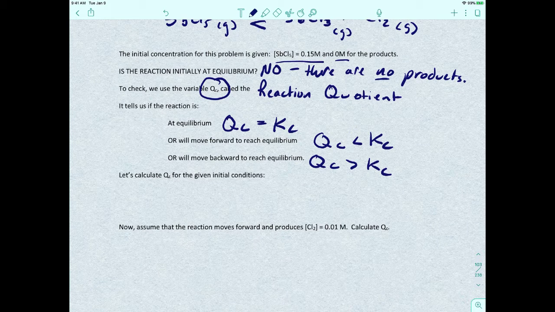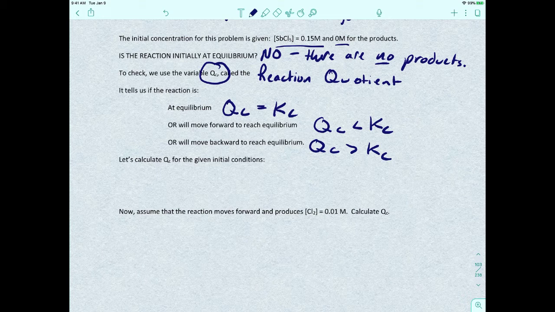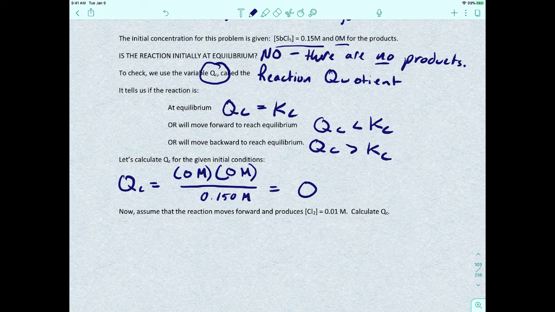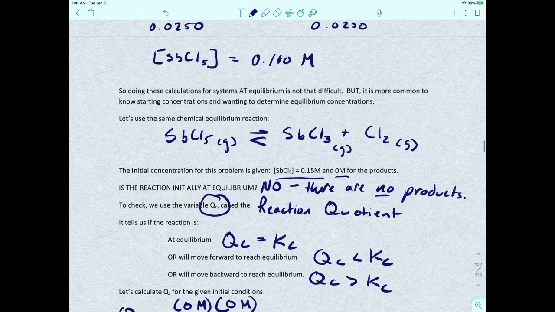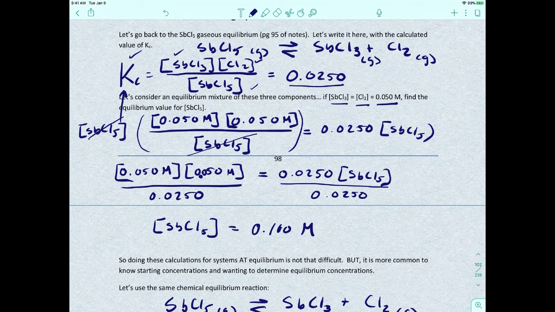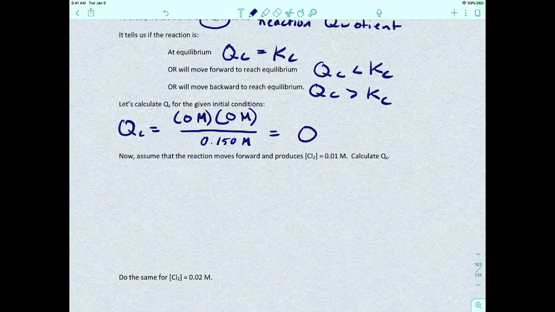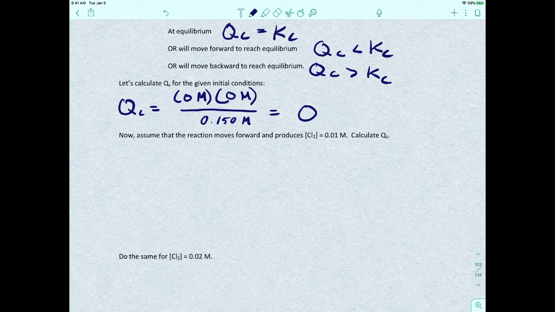To calculate Qc, we use the same setup as for the equilibrium constants. For the initial conditions, let's calculate Qc. Qc is equal to the concentration of SbCl3, which is 0 molar, times the concentration of Cl2, which is also 0 molar, divided by the concentration of SbCl5, which is 0.150 molar. 0 times 0 divided by 0.150 gives us 0. Since Qc is definitely smaller than the equilibrium constant, which is 0.0250, this is not at equilibrium.